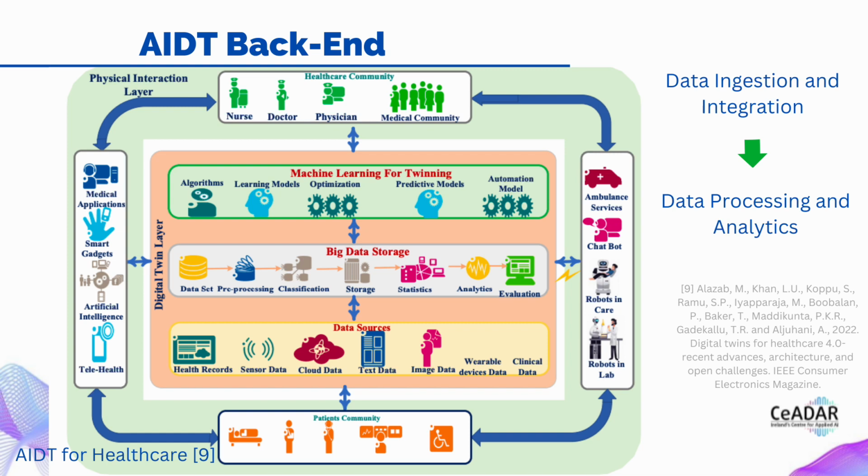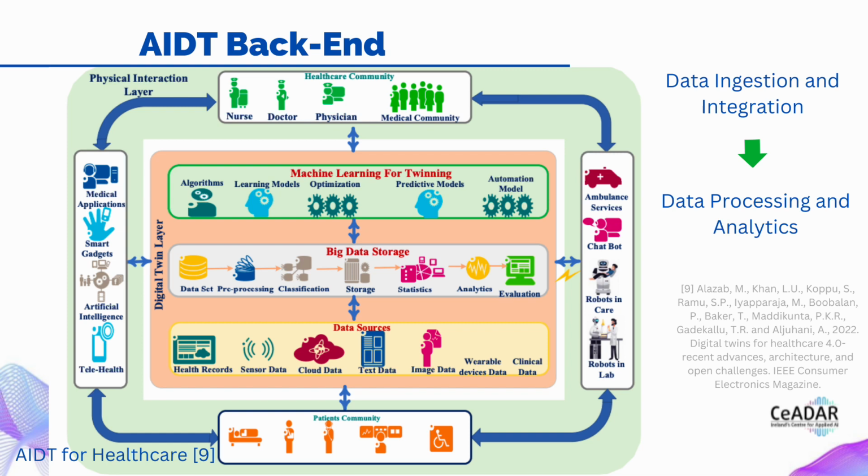Here is a complete diagram of AIDT architecture, in which first we need to perform data ingestion and integration. The backend handles the ingestion of data from various sources, such as the sensors, database, and the external system. It ensures seamless integration, processing, and storage of data for analysis.